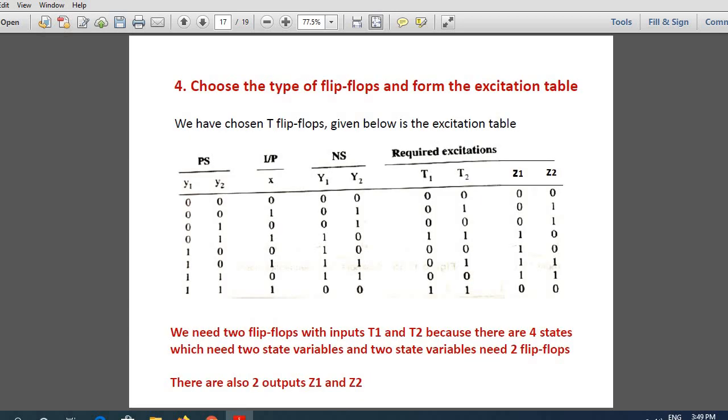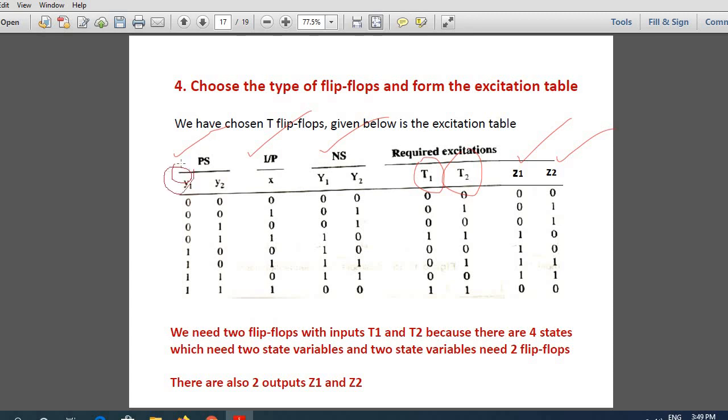Now you form the excitation table. For that you need present states. You're having 4 states, so you need 2 state variables y1, y2. Your next state will be having capital Y1, Y2. Input, it's a single bit input, so you just need X. There's no need for X1 and X2. And outputs, Z1, Z2. It is 2-bit output. And what about the required excitation? You have 2 state variables, so you will require 2 flip-flops with excitations T1, T2.